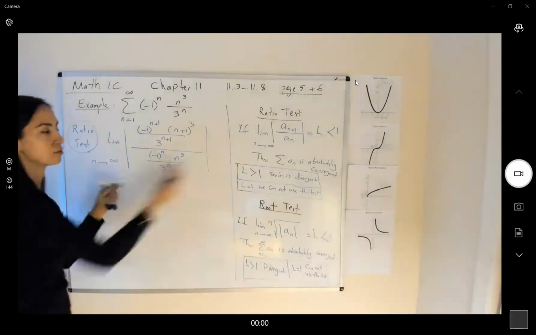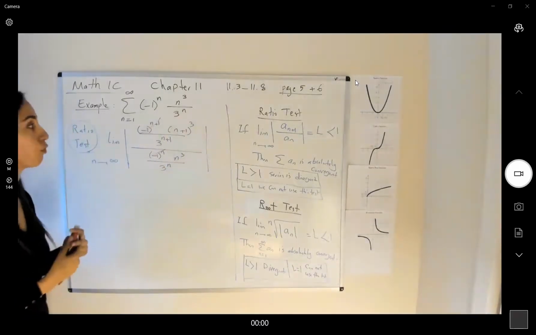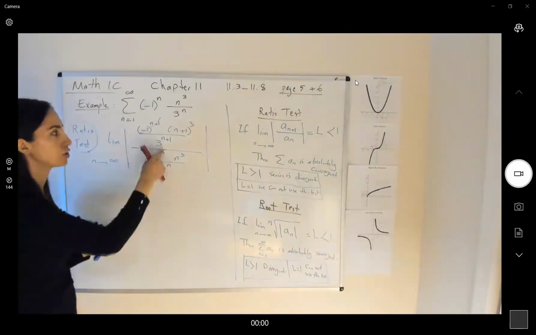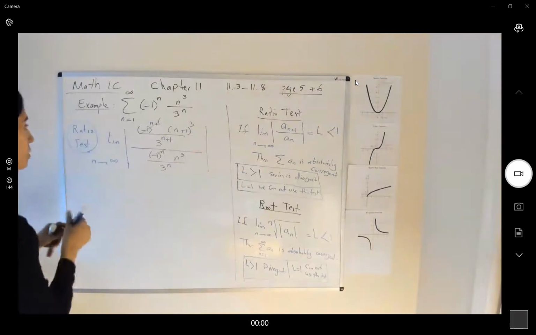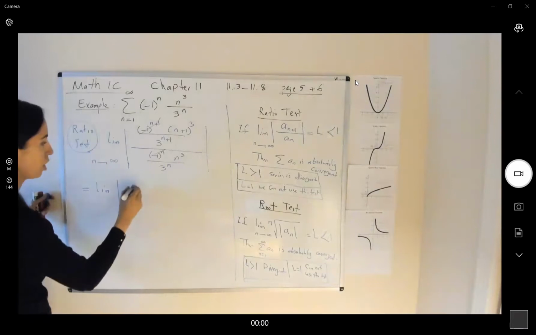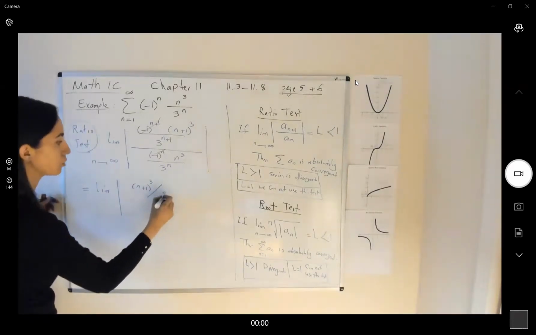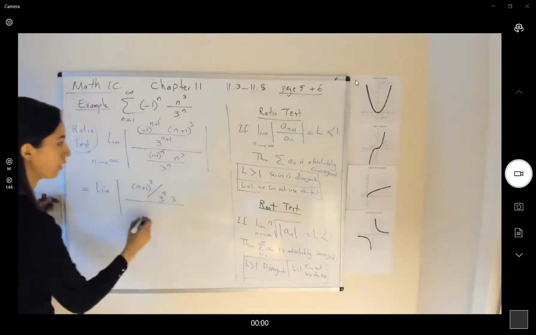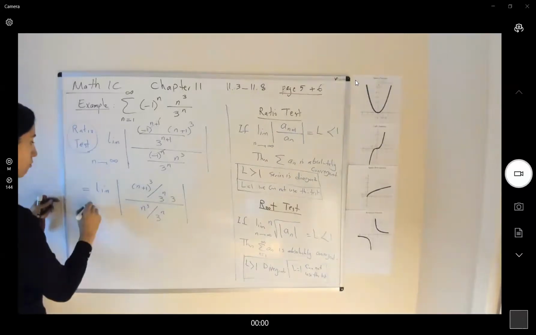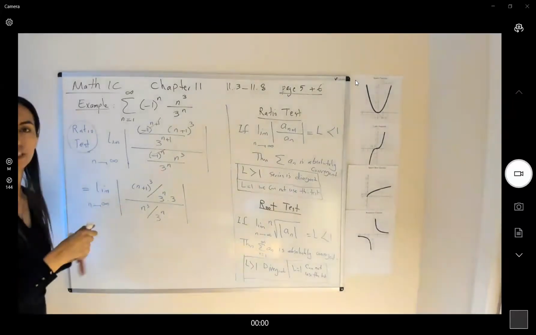Since you have absolute value, you can just ignore the -1, because the absolute value of -1 is just positive. We don't care about the exponent. So this is equal to the limit of the absolute value of (n plus 1) to the third divided by 3 to the n, times 3 divided by n to the third divided by 3 to the n, while n goes to infinity. Let us simplify this fraction.